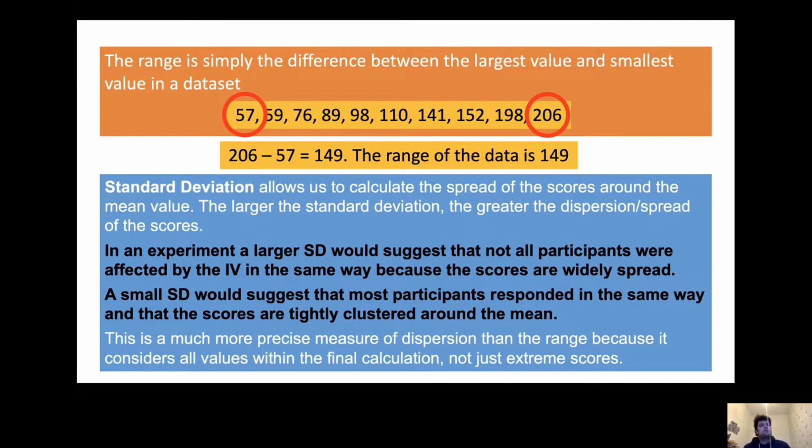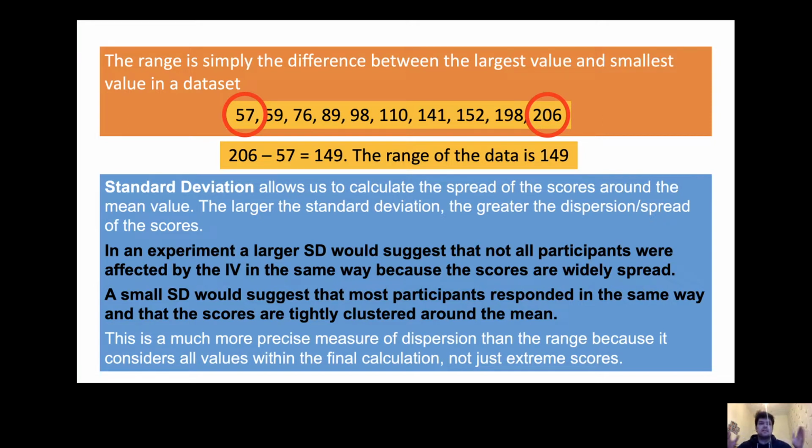Standard deviation, a little more tricky to grasp, but you'll never be asked to calculate it. You just need to know roughly what it refers to. So standard deviation allows us to calculate the spread of the scores around the mean value. So effectively, in very crude terms, what it's telling you is what's the average distance from any given score to the mean. That is not exact, so it is a crude way of describing it. But you're looking at how, on average, how much do the scores vary from the mean.